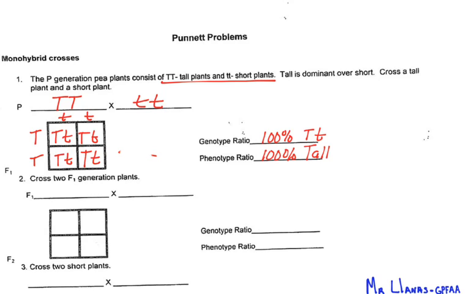So from here, if you go to number 2, as you do your homework, they're telling you to cross 2 F1 generations. Well, we know that this is the P generation, so the offspring of the P generation is the F1 generation. So you have to pick 2 of these, big T, little t, big T, little t. That's your F1 generation. You set up your Punnett square, you do your cross, and then you keep going.